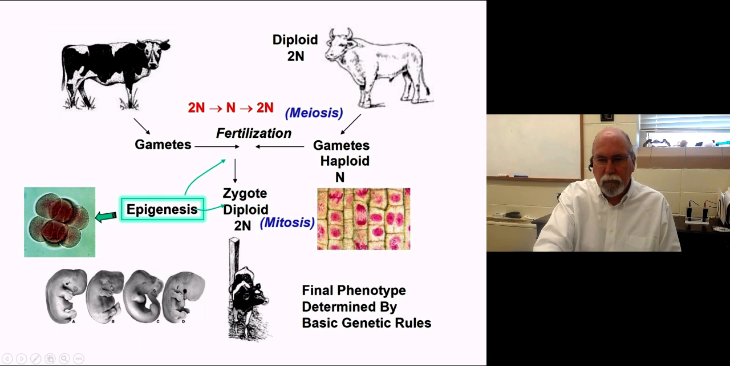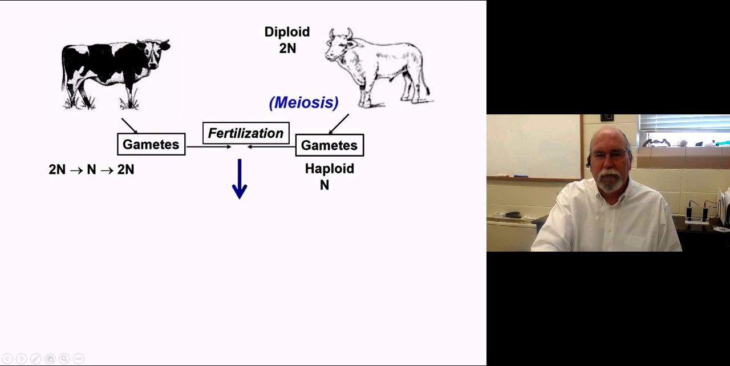And that final organism, the coloration and the pattern and all the other things are determined by these basic genetic rules, right? What did you inherit from dad and what did you get from mom, and how are those expressed by the cell? Is it dominant or recessive? What is it? Okay. Now for this part, we want to concentrate on the top part here.